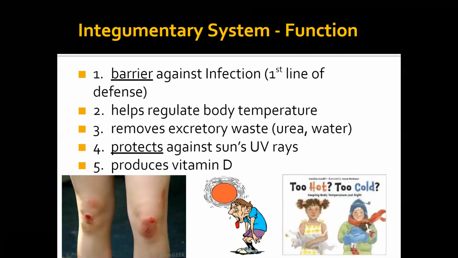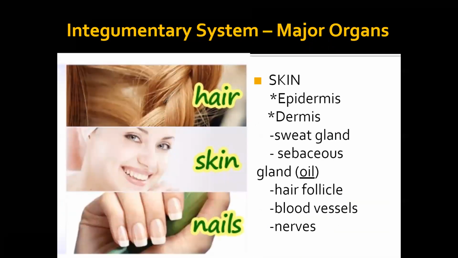Your integumentary system is going to be, again, your barrier against infection. That's your first line of defense. It's going to help regulate your body temperature as well and remove excretory waste from your system. It's going to protect you against the sun's UV rays. It's going to produce vitamin D, which you need. It does a lot of things for you.